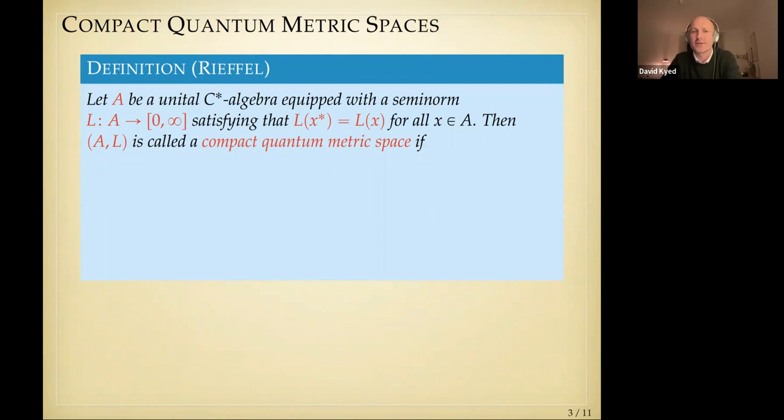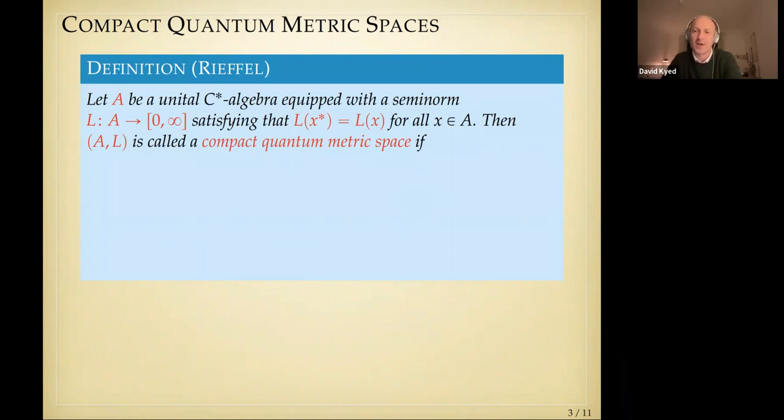And Rieffel's suggestion is that you model that using a semi-norm defined on your C-star algebra, and it's allowed to take the value infinity, but except for that, it's supposed to be an honest-to-God semi-norm, and it's also supposed to be invariant under the star operation. And these are very mild requirements, but now here come the main axioms in increasing order of importance.